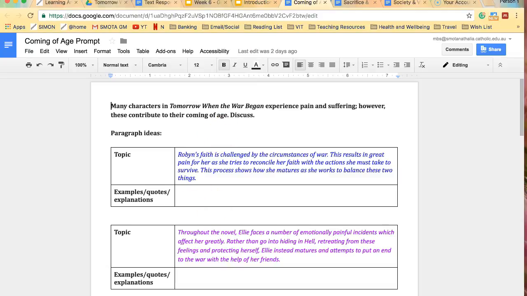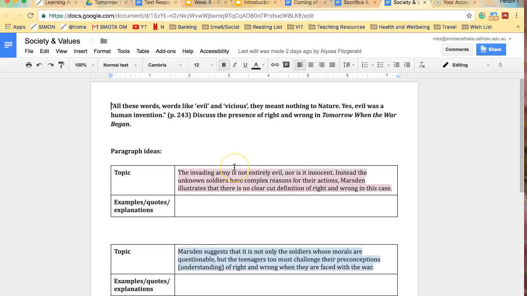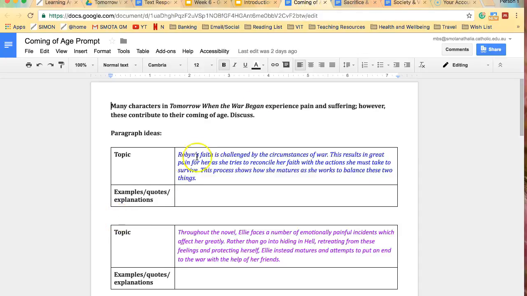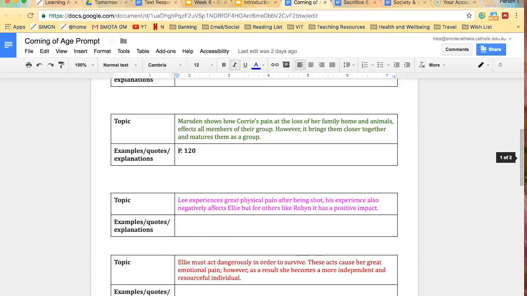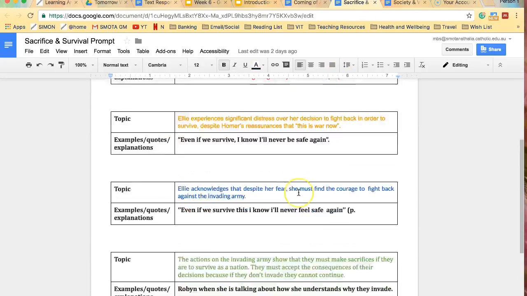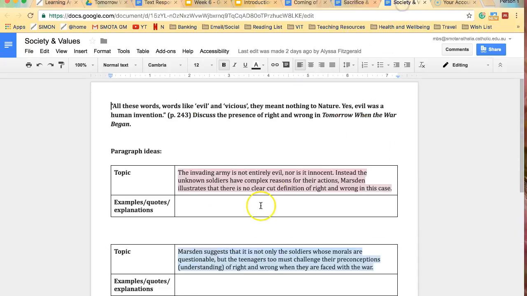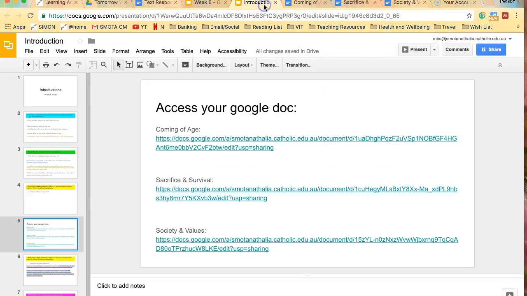So this one's the coming of age prompt, we've got sacrifice and survival, and we've got society and values. All right, in each one you'll see that there's a little table and it has here a potential topic sentence. Now, this one has quite a few. This one has, what have we got? 4. Society and values have 3, and I might add another one to that before class tomorrow, or 2. You need to pick 3.